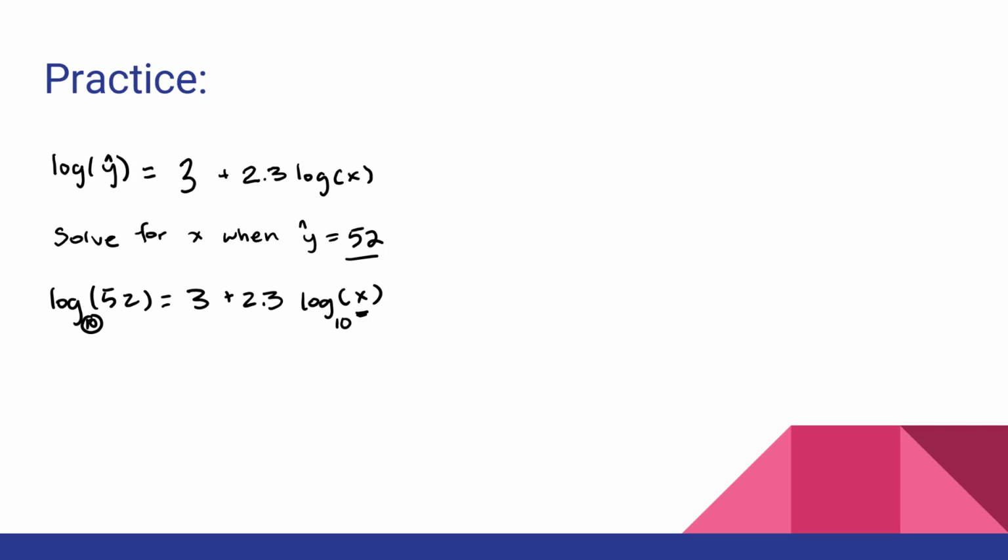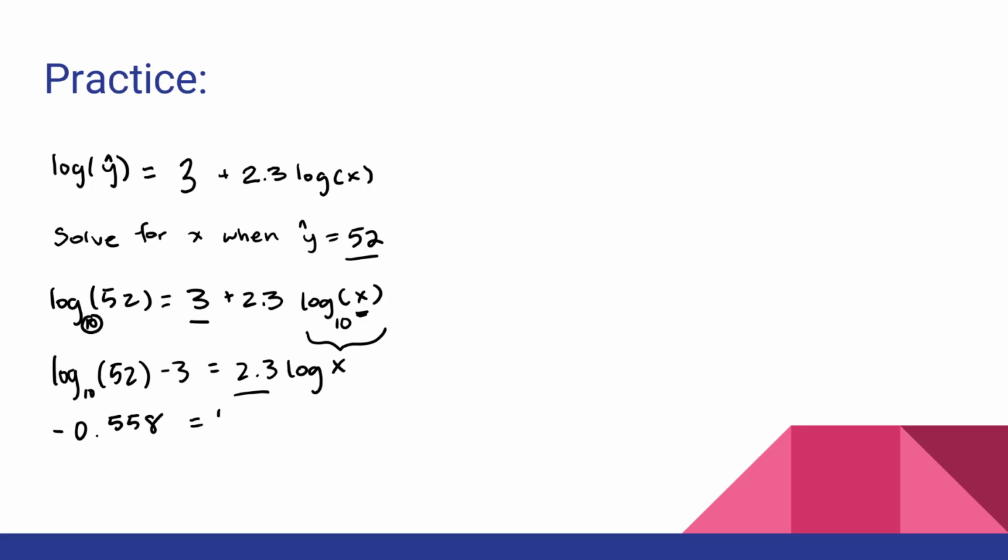So the first thing we need to do is get it to where only our log x is left on one side. So let's move everything to the left side with the log 52. So first let's subtract 3 on both sides to get rid of this term. Log 52 minus 3 is equal to 2.3 times log x. Now we need to bring our 2.3 over as well. So if we plug that into the calculator, we get that negative 0.558 is equal to log x. So what we did was we plugged this into the calculator and divided by 2.3.